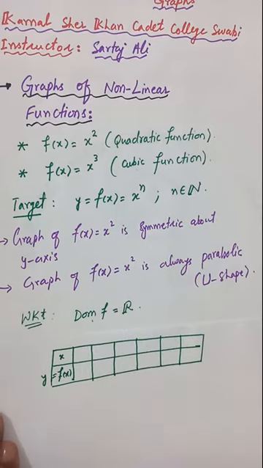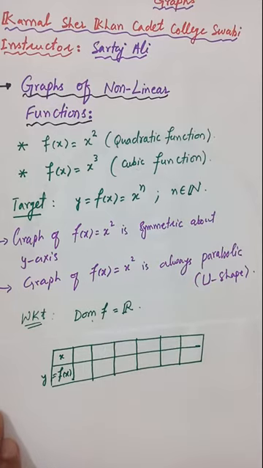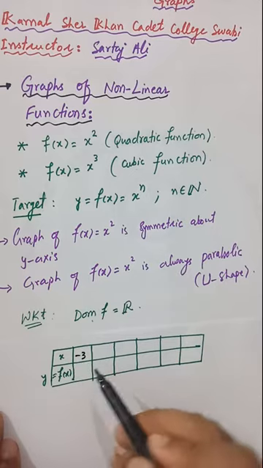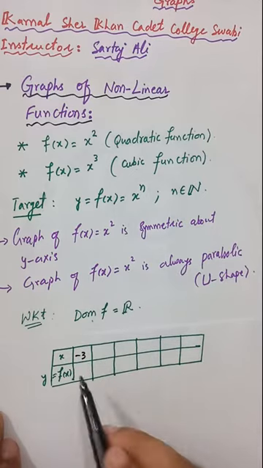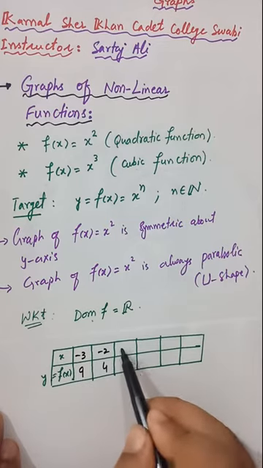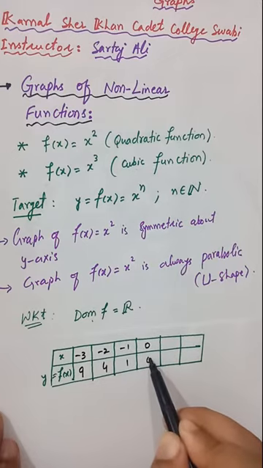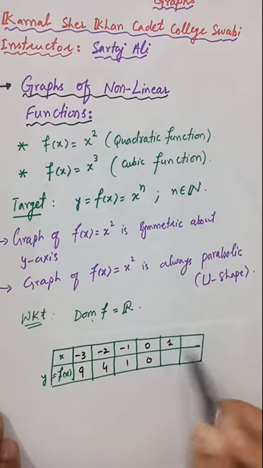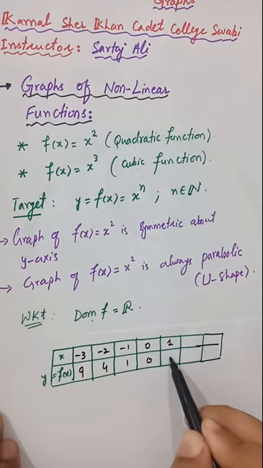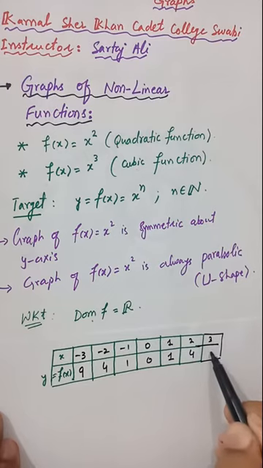So the important point here is that you can choose the values from the domain. First of all, you must remember the domain of the function whose graph you need to sketch. So let's say I put 3. When I plug 3, you will get 3 square, which is equal to 9. When you plug minus 2, you will get 4. When you plug minus 1, you will get 1. When you plug 0, you will get 0. When you plug 1, you will get 1. When you plug 2, you will get 4. When you plug 3, you will get 9.